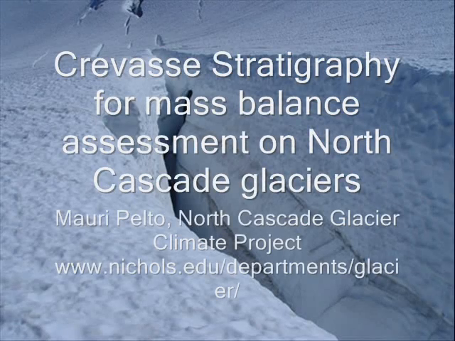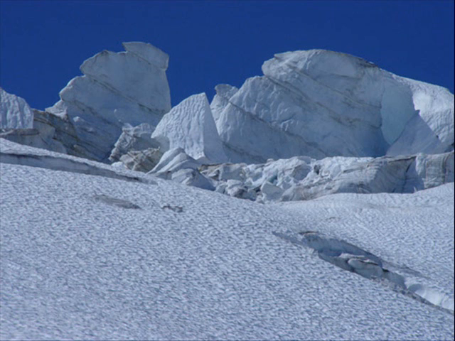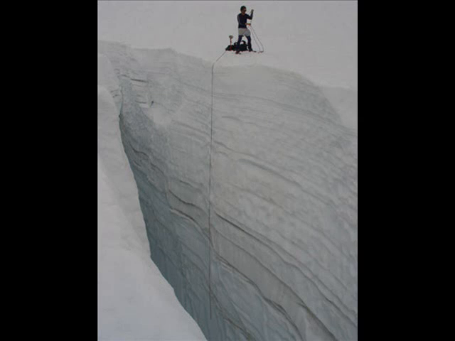This video examines the use of crevasse stratigraphy and mass balance measurements on North Cascade glaciers. We use these annual layers to assess the accumulation. That accumulation can be observed sometimes in places like these seracs where you can't measure it. But we go from crevasse to crevasse.